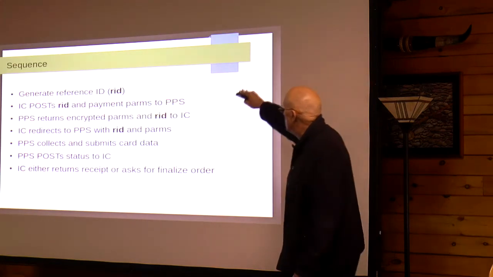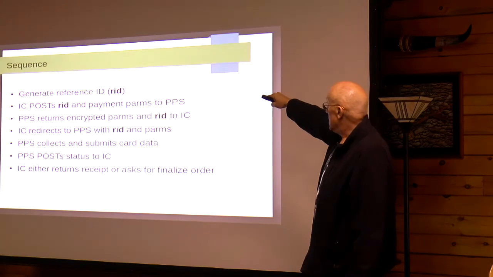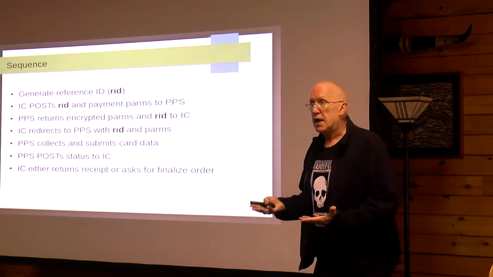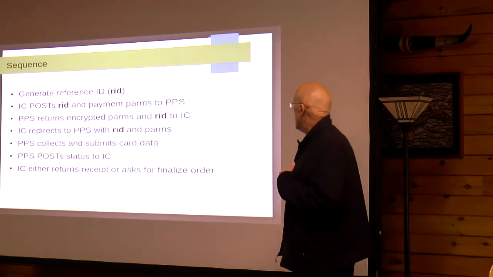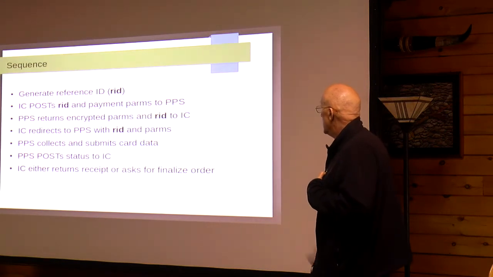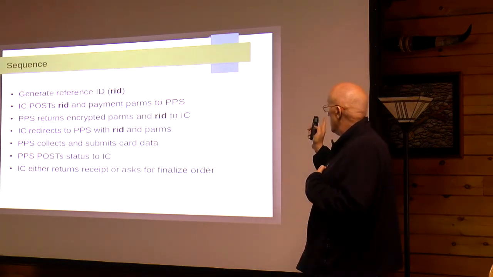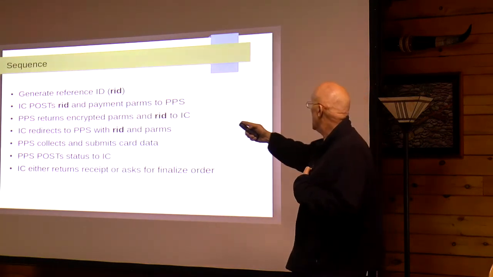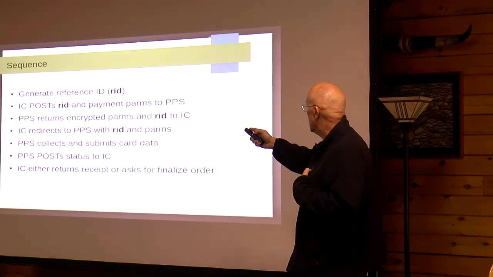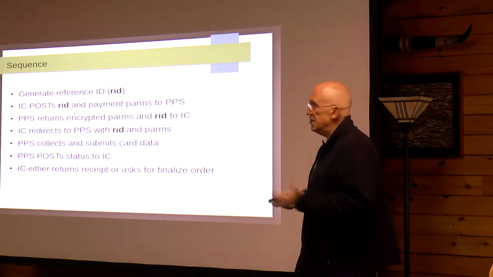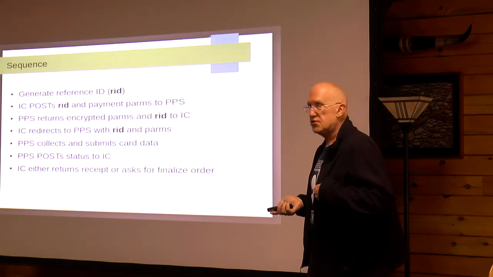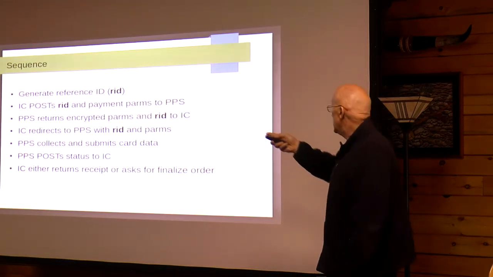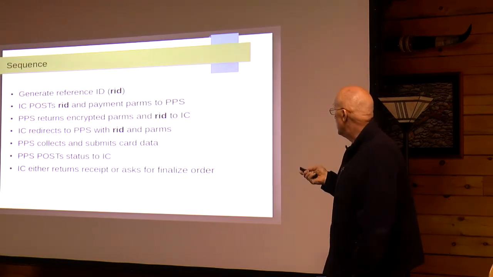So I'm going to just review that sequence. We generate the reference ID, which is basically we just have inserted a record in the table and gotten a key back. We post the key and the payment forms to the Perusion payment server. We immediately return the encrypted params and the RID to Interchange. Interchange redirects back to the payment server with the same data it just got back from it. The payment server collects and submits the card data. It posts the status to Interchange, either failed or successful with some sort of an authorization number, or a transaction ID, et cetera, or a token. And then Interchange either returns the receipt or asks for finalized order.